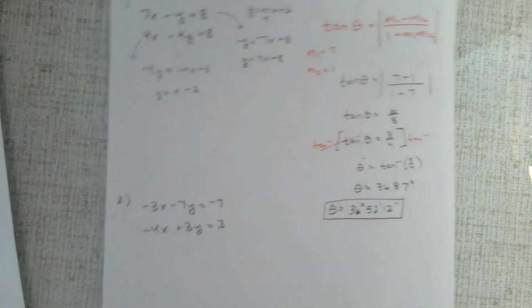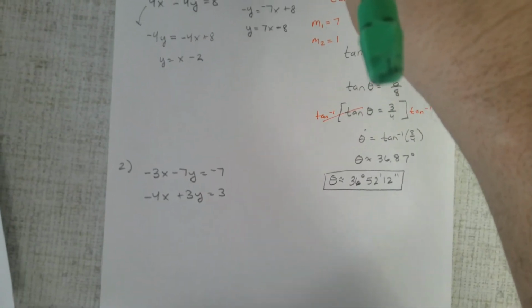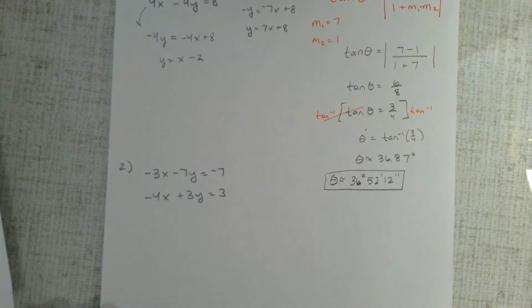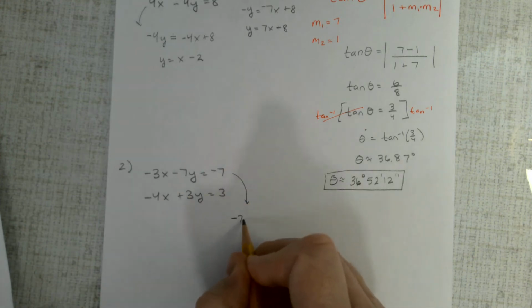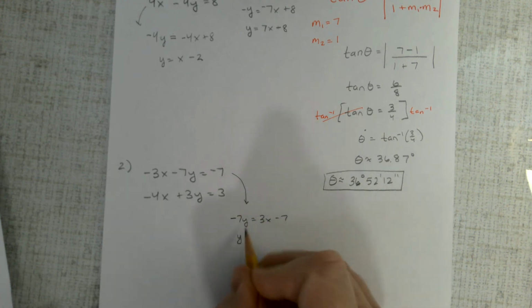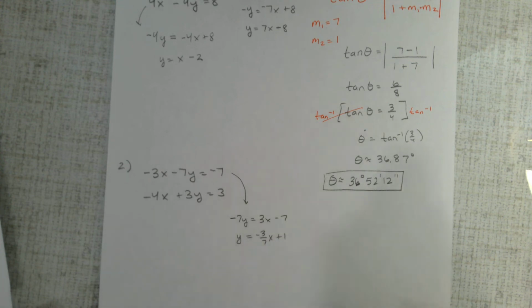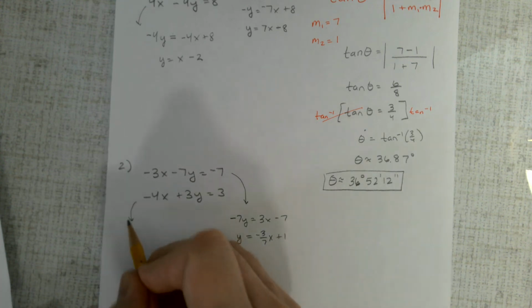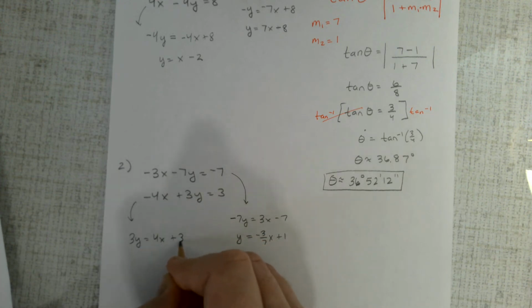Alright, let's do one more problem to help you get started here. Number 2, we're still going to use the same formula, do everything exactly the same. However, we're going to deal with complex fractions, and I'll show you how to work that out here. If I manipulate this equation, what do I have? 7y is 3x minus 7. Divide everything by negative 7 plus 1. And this equation here, 3y, put that over there, 4x plus 3.